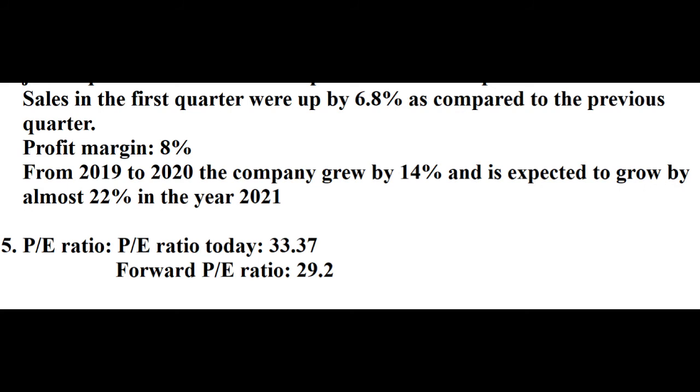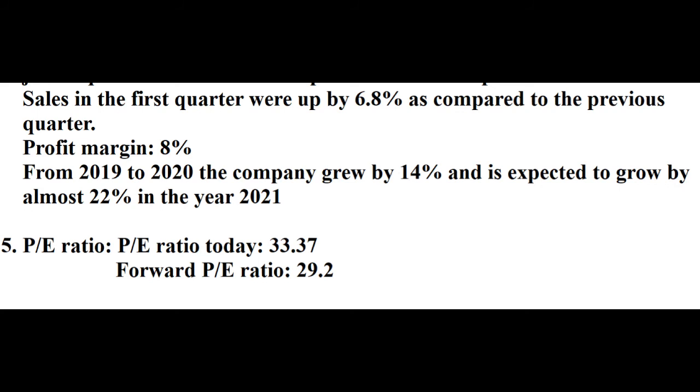And that is why it justifies the high P/E ratio, which is 33.37, that the company is trading at today, because they are growing so fast, acquiring new businesses, expanding and investing back in their business. Their profit margin is 8%, which is a solid profit margin. It's not a bad number at all. From 2019 to 2020, the company grew by 14%. And in 2021, they're expected to grow by 22%.